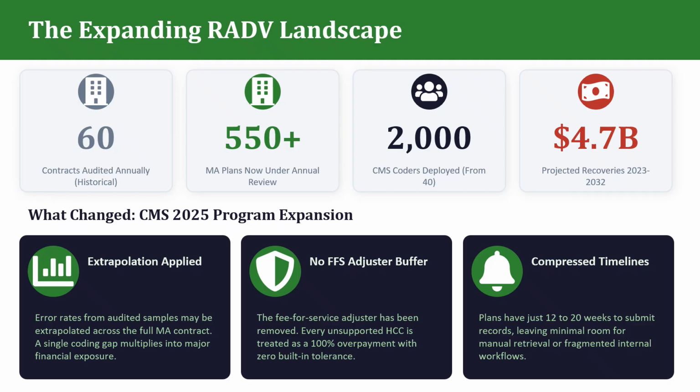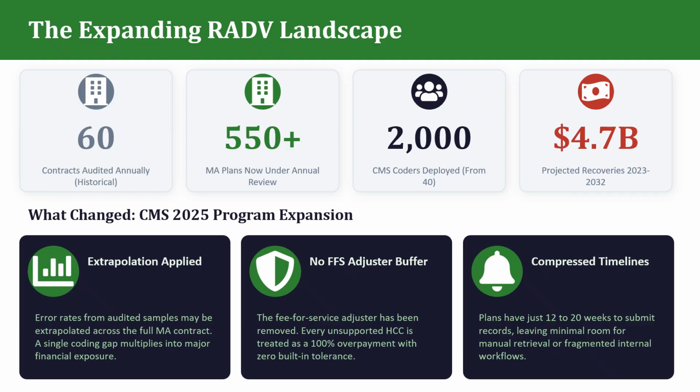CMS made some significant moves in 2025. Historically, they audited about 60 Medicare Advantage contracts a year. Now it's going to be more than 550 plans under annual review. They are expanding their coding team from 40 auditor reviewers to 2,000. And if that's not enough, they're using new technology, think AI, to find unsupported diagnoses faster. Over the next decade, CMS projects $4.7 billion in recoveries.